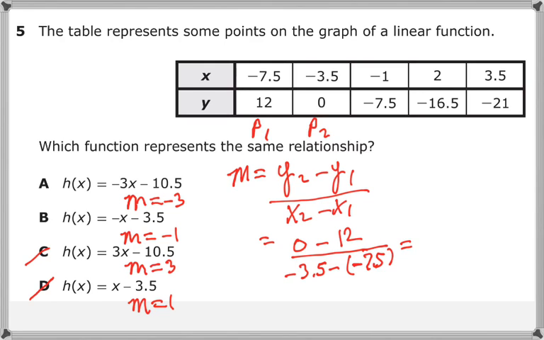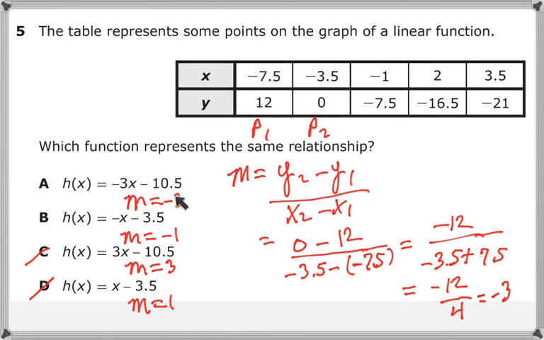Let's go ahead and simplify the top. 0 minus 12 is negative 12. You're at 0 on the number line, you go backwards 12 more units, so you're at negative 12. And negative 3.5 plus 7.5 is going to give us a positive 4. A negative divided by a positive is going to give us negative 3. As we can see in our answer choices, we only have one negative 3, so A should be our proper answer.